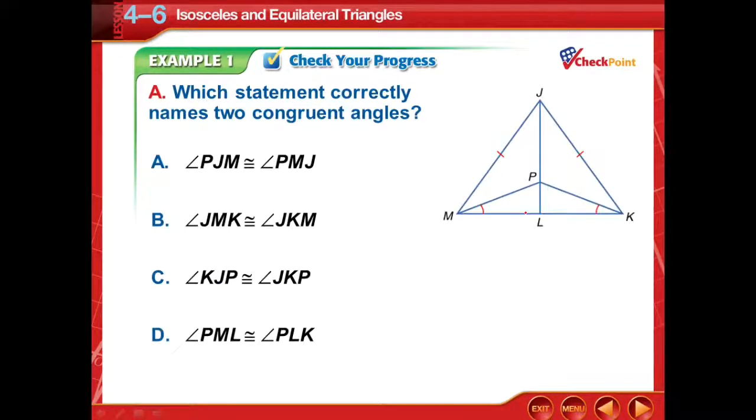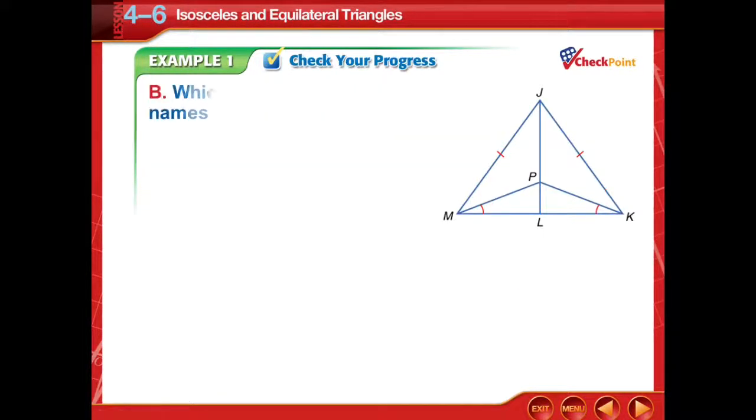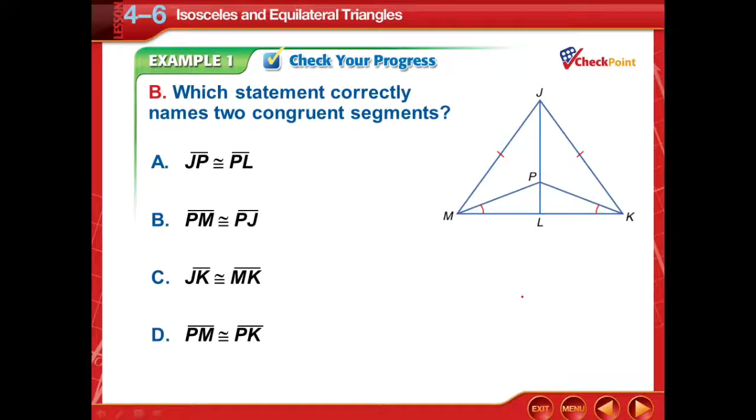Now it is your turn. Remember that these angles are congruent because they are opposite congruent sides. Here's another example. Segment PM is congruent to segment PK because they are opposite the congruent angles.